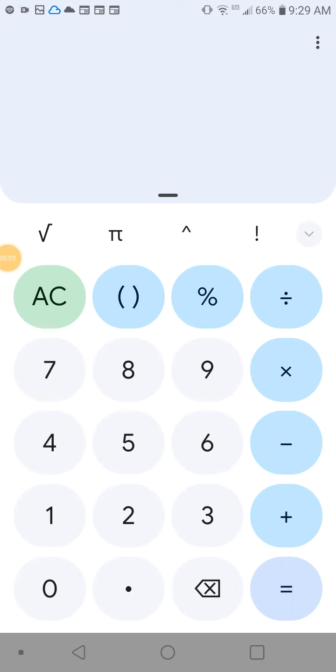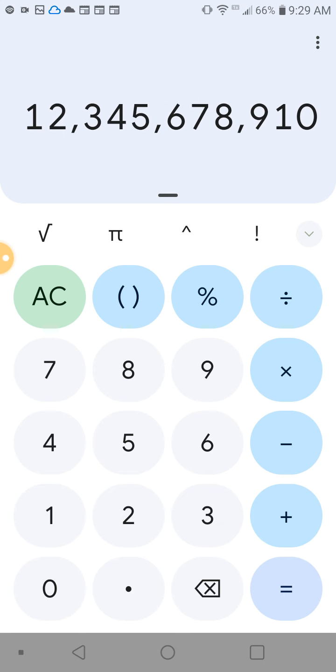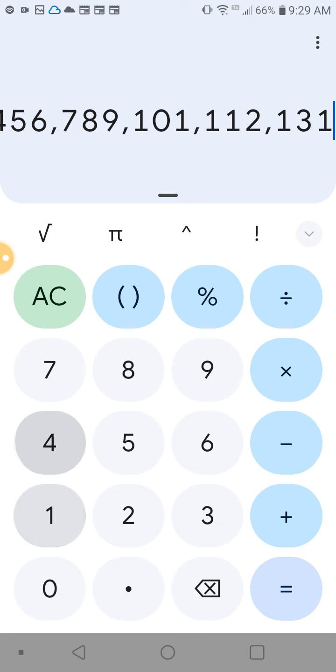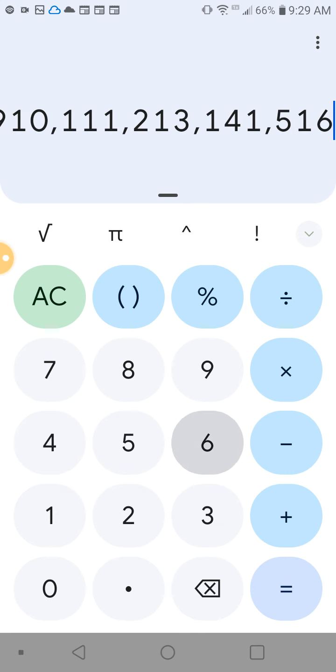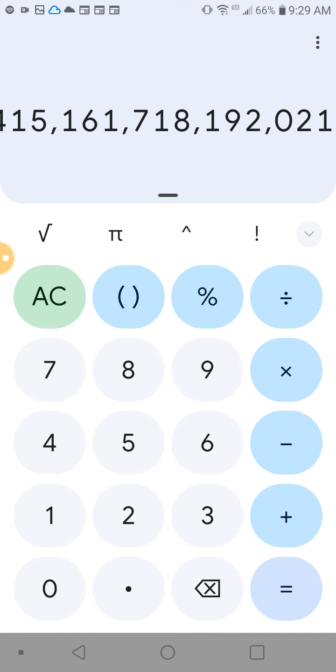Okay, guys, I'm gonna count all the way up to 100 on this calculator. So 1, 2, 3, 4, 5, 6, 7, 8, 9, 10, 11, 12, 13, 14, 15, 16, 17, 18, 19, 20, 21, 22.